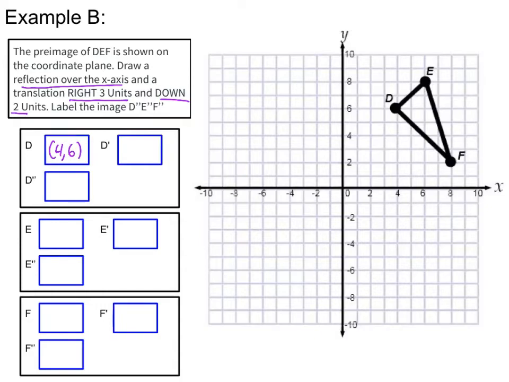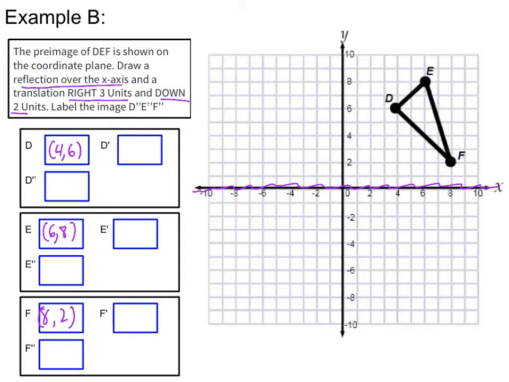We've got E over at 6, 8, and we've got F at 8, 2. So now that we have those, we can either use our math for our reflection or our counting. Since we're going to be doing a reflection, I'm going to go counting over the axis. This time we're going over our x-axis, so make sure that we've got a line drawn there so we know which way we're going.